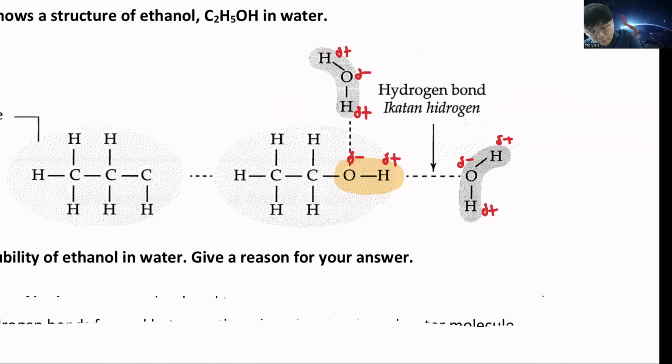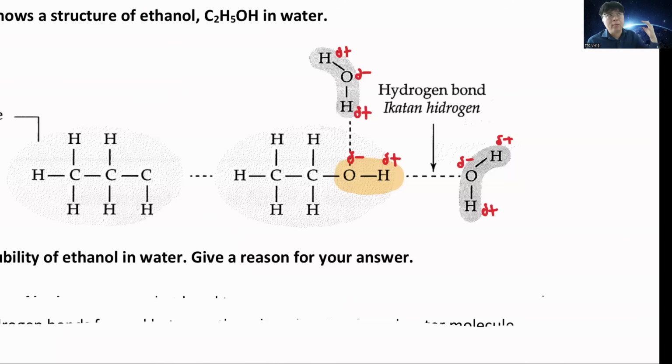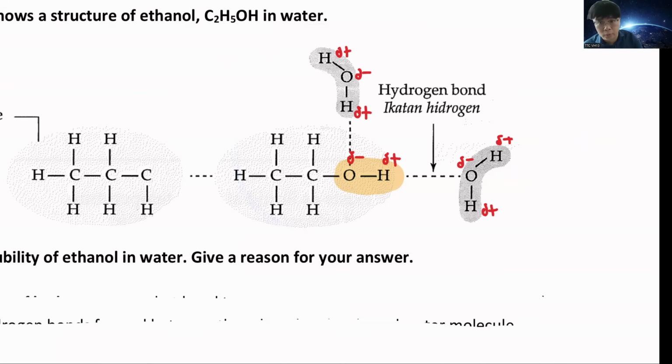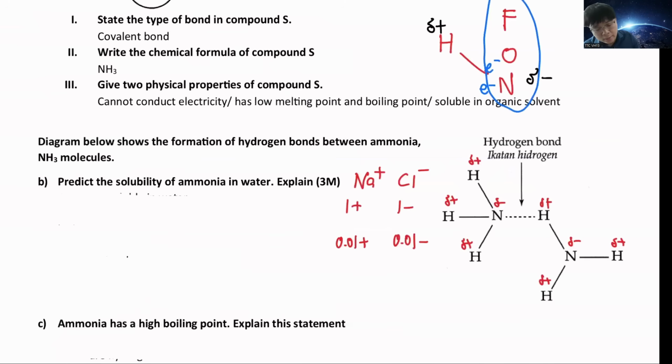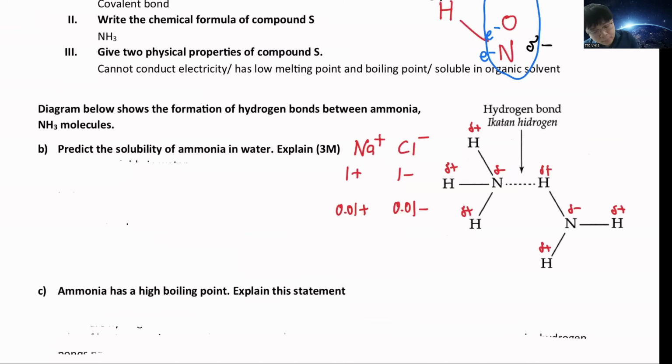So a molecule that is not supposed to be soluble in water, but has hydrogen bond, is able to dissolve in water because it can form hydrogen bond with water. So they might ask you why ammonia can dissolve in water. You mentioned, no? How do you explain that?